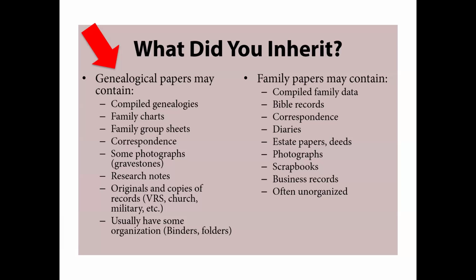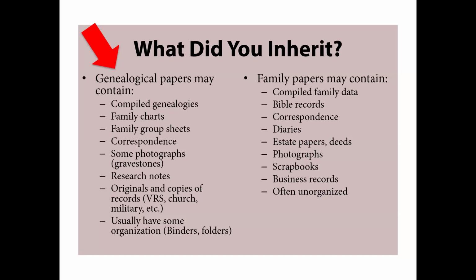So in this case, we're largely going to be focusing on what we call genealogical papers, really the documentation that is part of that genealogy journey. But when we talk about inherited research, it also includes family papers. So let's talk about the difference. Genealogy research papers can include family charts, family group sheets, maybe correspondence with different archives or other people they've talked with in the family, their research notes, some of the records, maybe binders of other things. And so you're largely going to have a mix of original records and even photocopies.